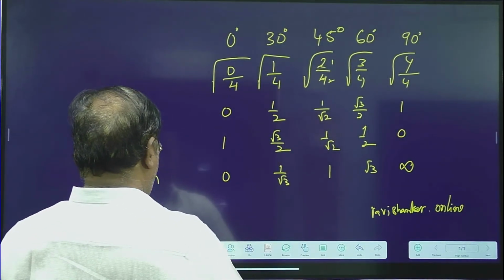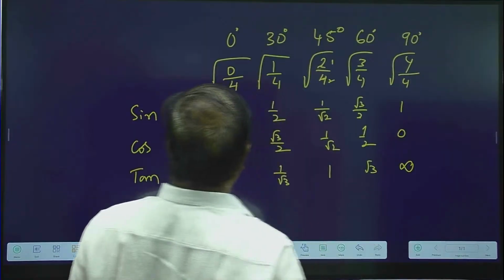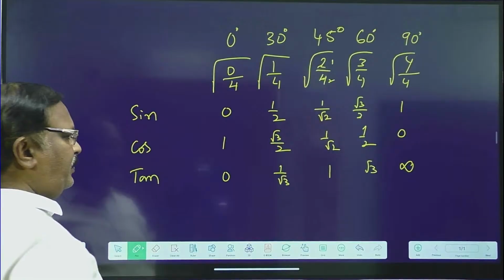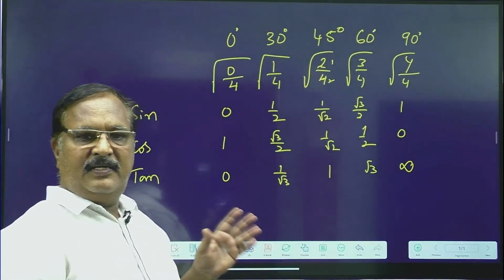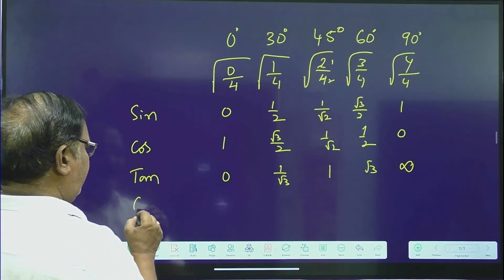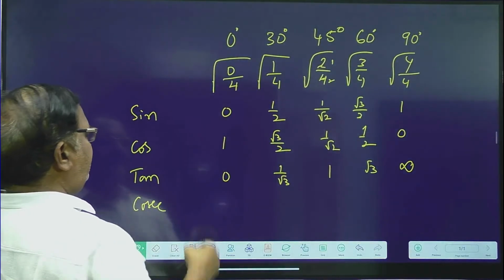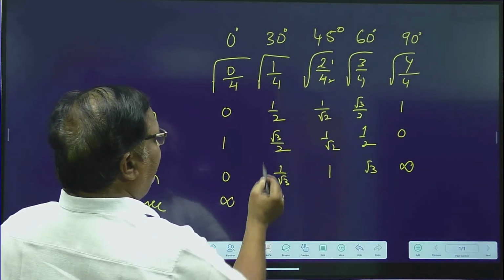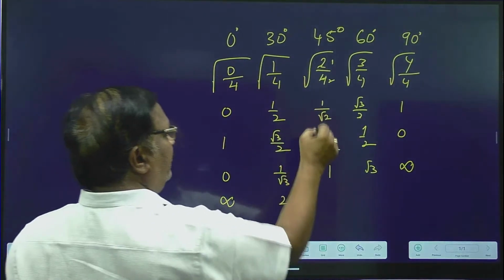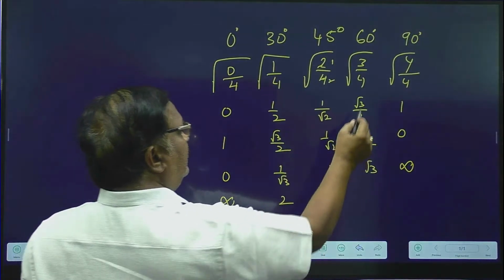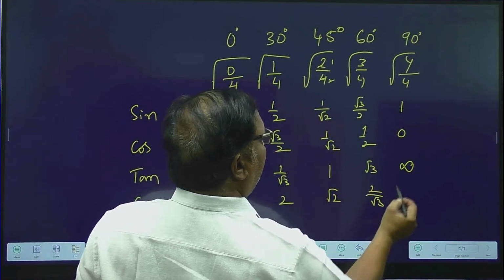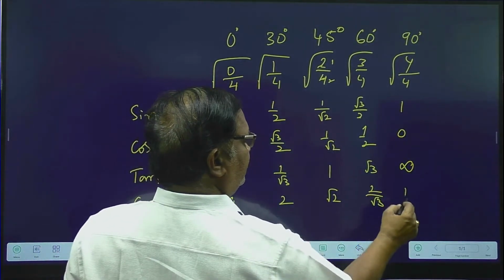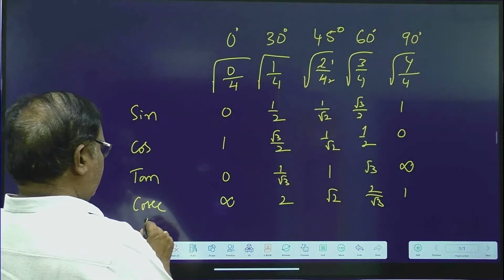So these are the values of trigonometric ratios of specific angles. Now the remaining things I don't need to write, because if you want cosecant, it is the reciprocal of sine. Reciprocal of 0 is not defined. 1 by 2 reciprocal is 2. 1 upon root 2 reciprocal is root 2. Root 2 by root 3 gives its reciprocal, and 1 reciprocal is 1. Now secant is very simple.